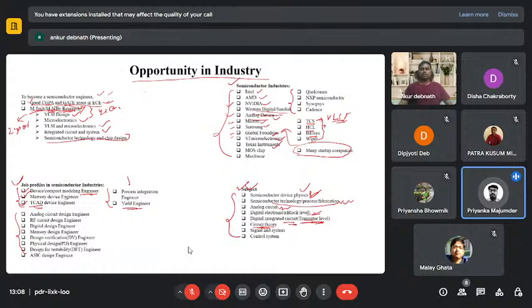Then circuit theory, and then signals and systems and control systems. These are very important subjects.